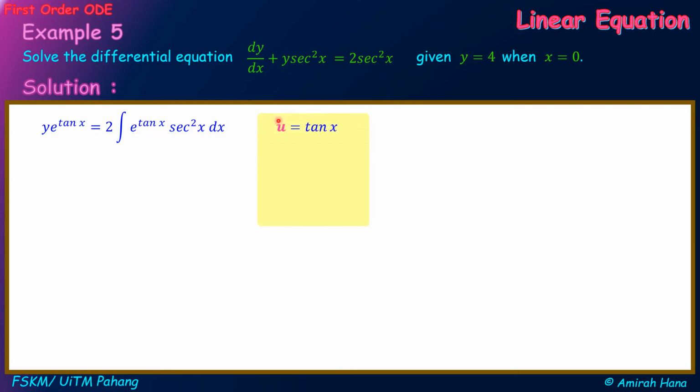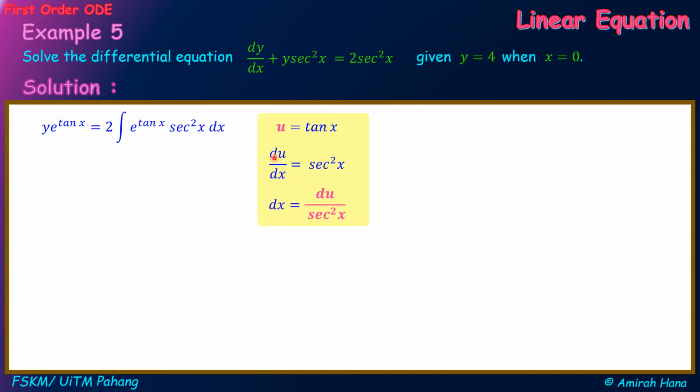We choose u equals tan x. Then, when we use u substitution, we need to differentiate. We differentiate u with respect to x, so we get du/dx equals, differentiating tan x, sec²x. And after that, we need to write dx as the subject.